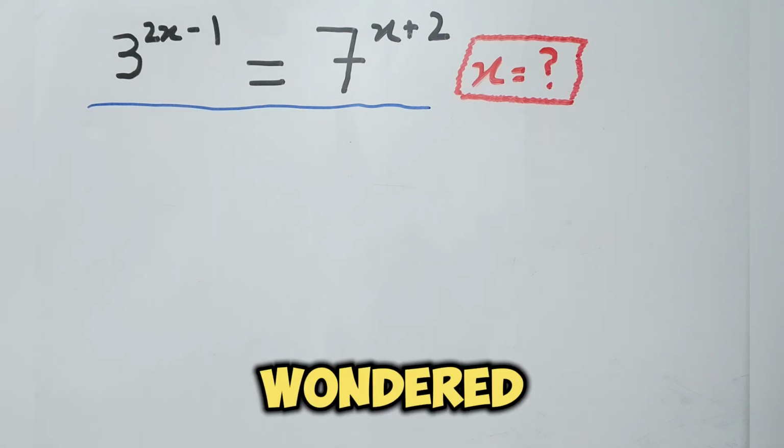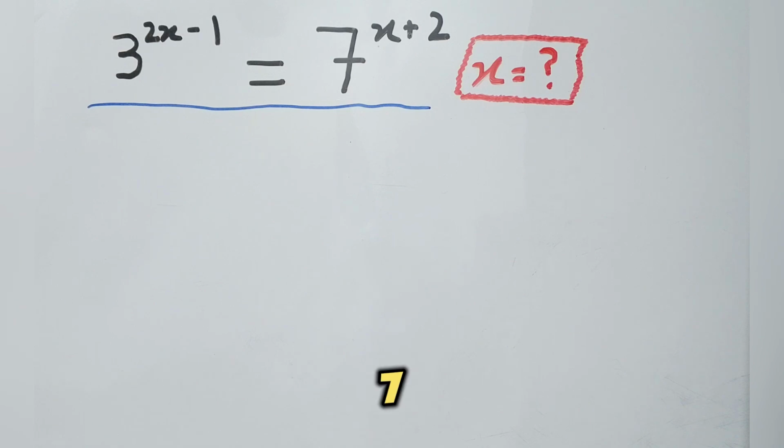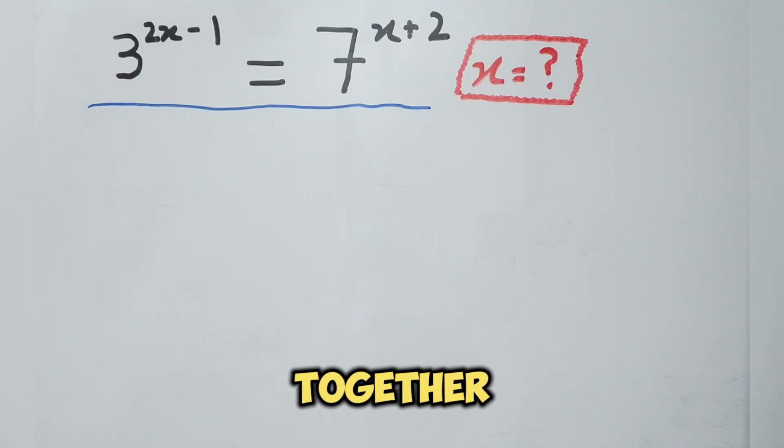So, have you ever wondered what happens when two completely different bases like 3 and 7, as shown on the board, are raised to powers and their results are equal? Today we are diving into one of the trickiest math puzzles out there, and by the end of this video, I'll show you exactly how to solve this step by step using nothing but simple math and logarithms. Trust me, there's a twist in the middle that might blow your mind. So, stay tuned and let's crack this puzzle together.